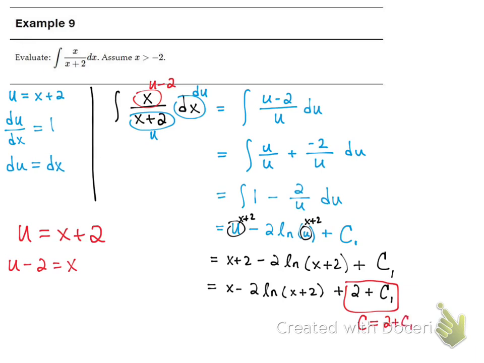So like say C1 is equal to 5. So I have 2 plus 5, so I get 7. 7 is still a constant. So we don't know the value of C1, but we do know it's a constant. So we know that 2 plus it will still be constant. So I can just make those be one new constant term. So then my answer will simplify to x minus 2 ln of x plus 2 plus capital C, the constant. So that's my final answer for this problem.